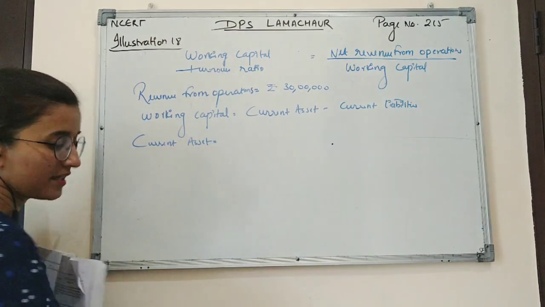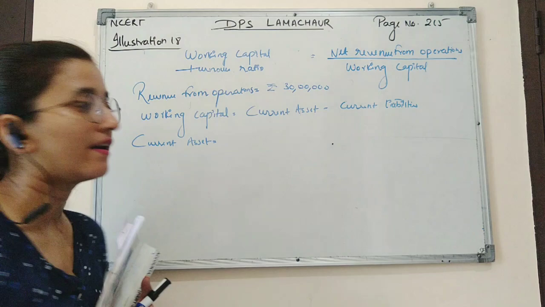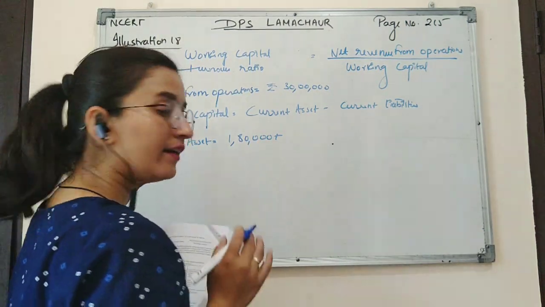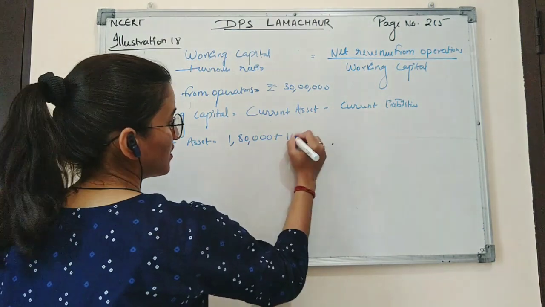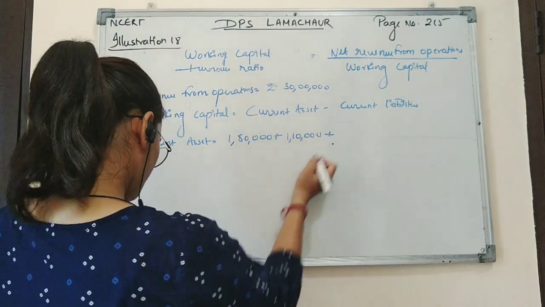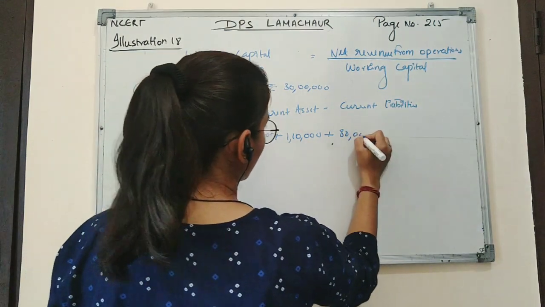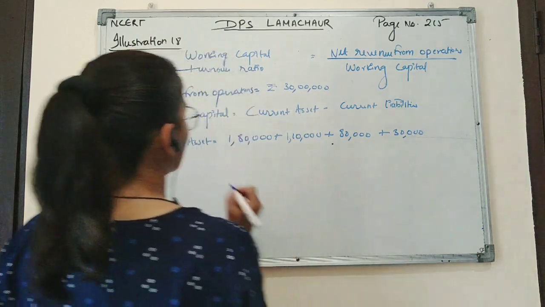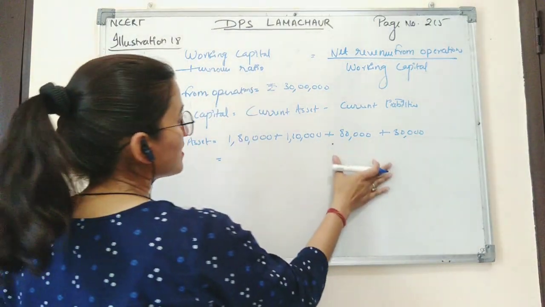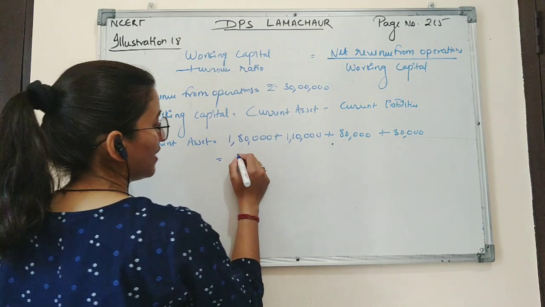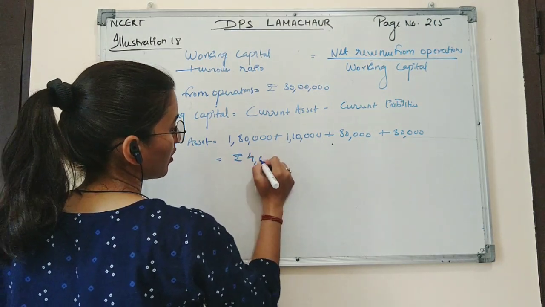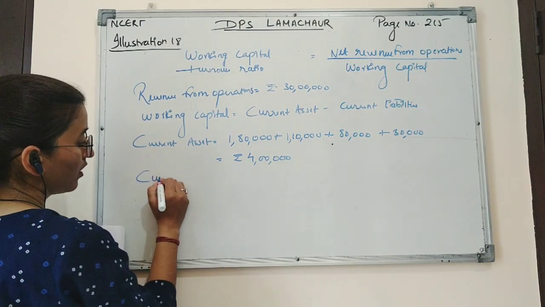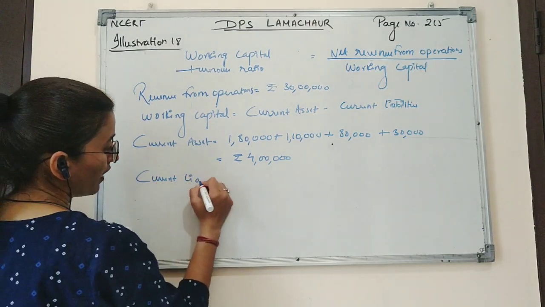So current asset in the question is given as inventory 1,80,000, debtors amounting to 1,10,000, bank 80,000 and cash 30,000. So by adding all these amounts, we get the amount of current asset as rupees 4 lakh.